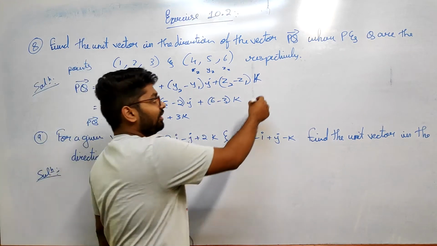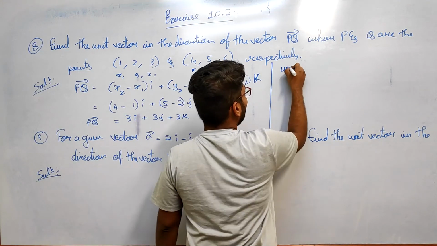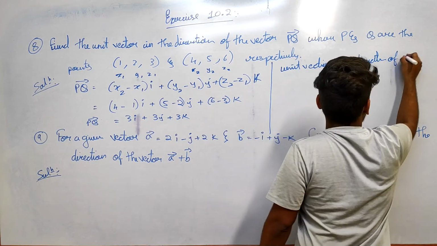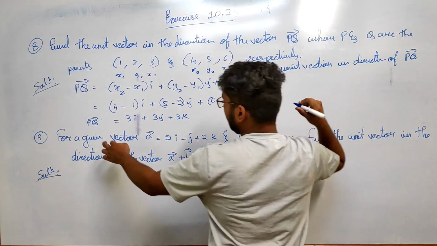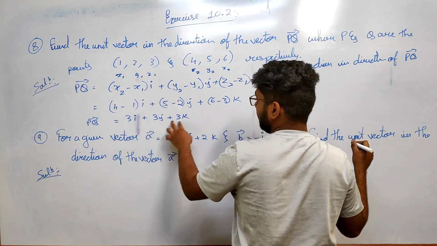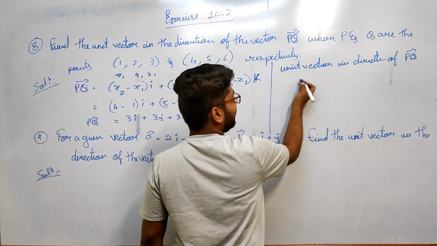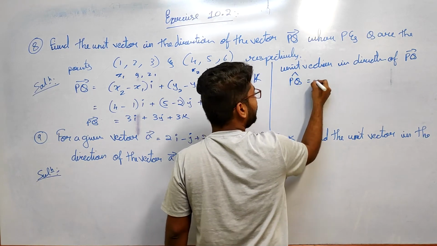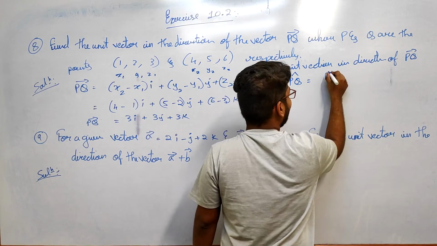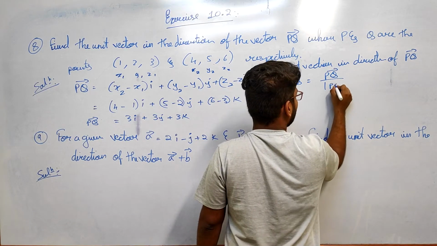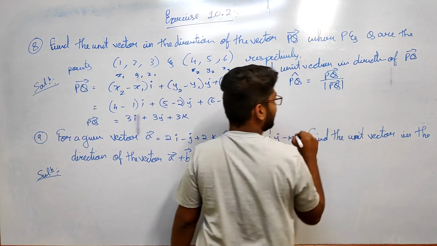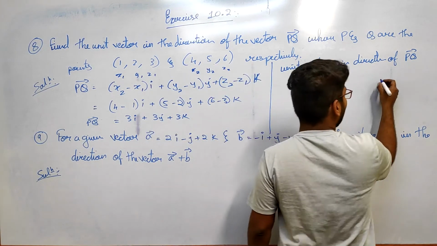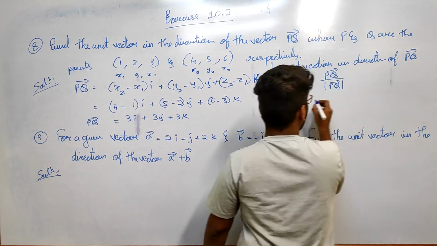Now what will you find? Unit vector in the direction of pq bar. What is the direction of pq bar? This 3i 3j and 3k. So therefore it will be pq cap. pq cap is a unit vector that is represented by pq bar divided by modulus of pq bar. We do not have the modulus, so first we will find the modulus of the vector. How will we find the modulus?